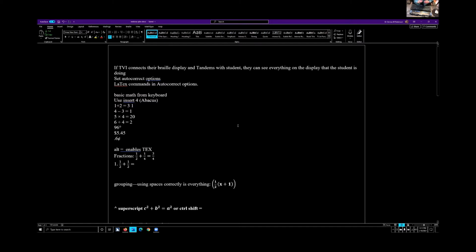Okay, both my characters and words were not on, so I just did a quick Insert 2, so it's going to start saying everything. Plus. Space. 2. Equals. Space. 3. Okay, that's it. That's how you do it. That's how easy it is. Let's go ahead and go down. 4 dash 3 equals 1.